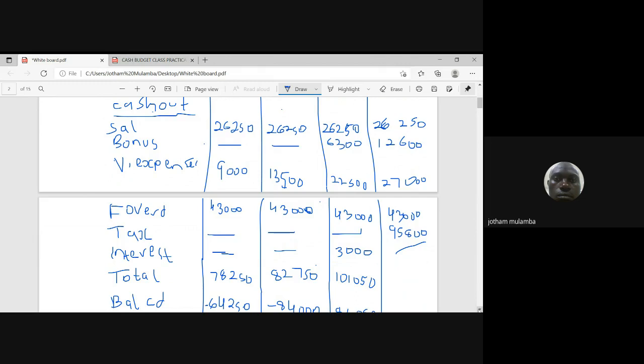Then now we'll get the total cash outflow. Total cash outflow now is 203,850.